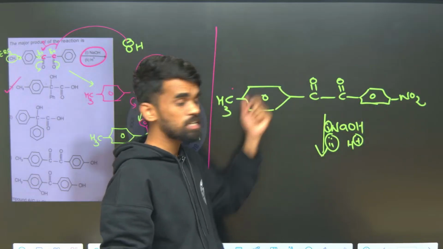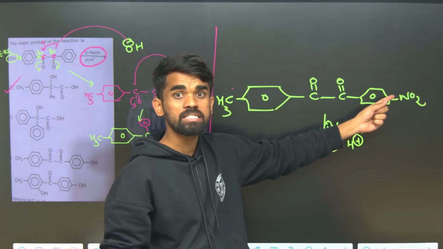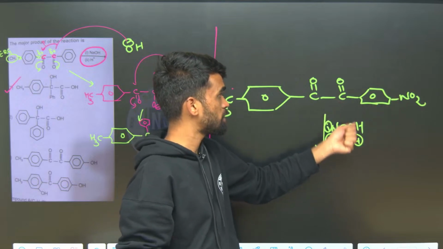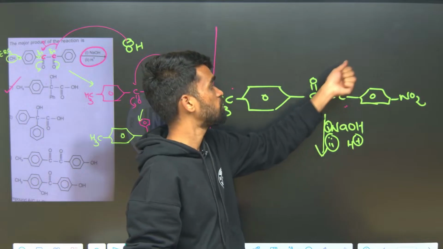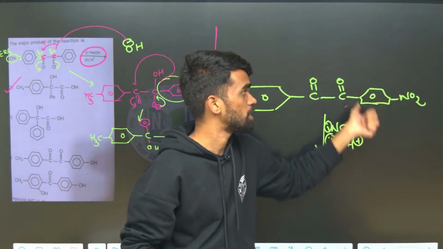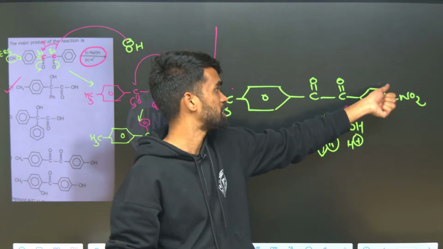This is the releasing group, the withdrawing group. So electron deficiency will be more on this carbon, so OH minus will attack here. Right, now after that, group migration takes place: this ring alkyl group or allyl group migrates to this position.